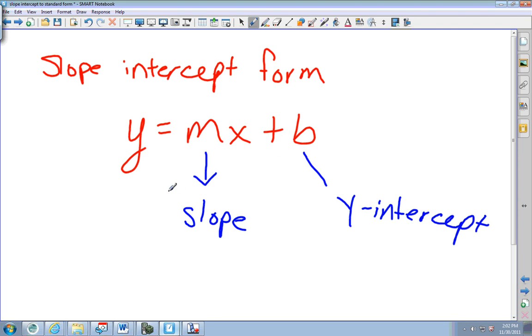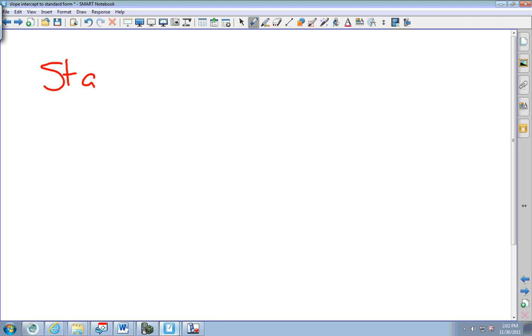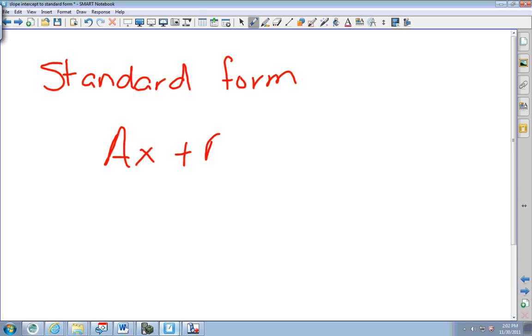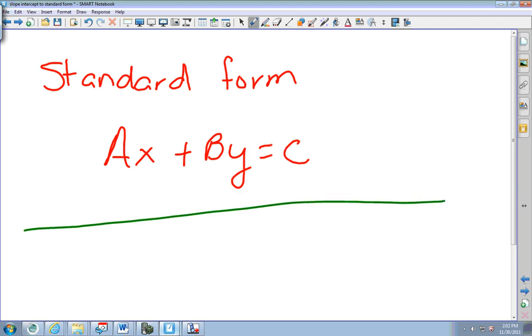Now, that's slope-intercept form. To go to standard form, it's when we have the x and the y on the same side of the equation. I have ax plus by equals c. Okay, so let me just kind of draw a line here. See, that's standard form, and remember slope-intercept is y equals mx plus b. Now, I don't know why they have to change all the letters, but basically the x and y are on the same side. Standard form is when the x and y are on the same side.